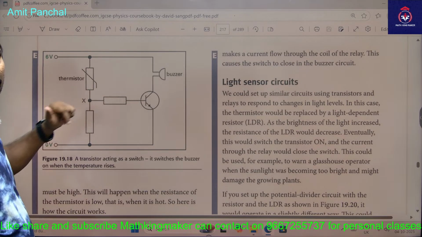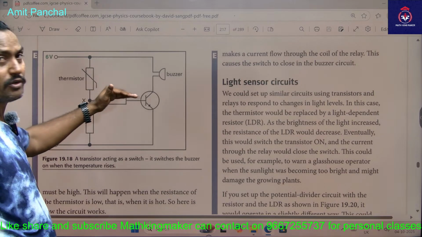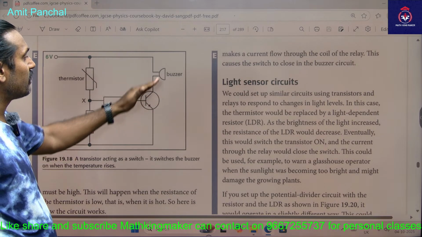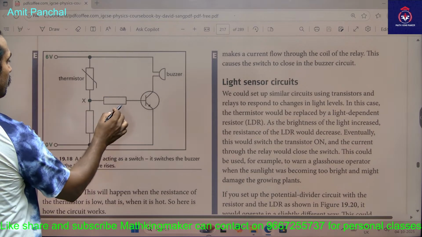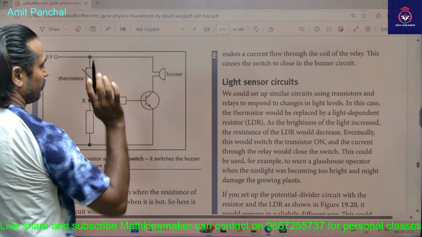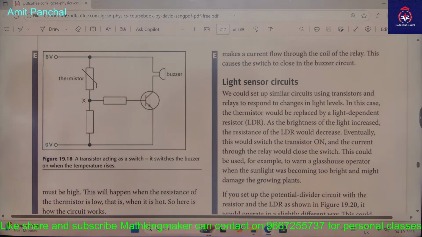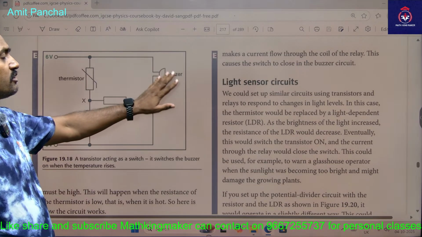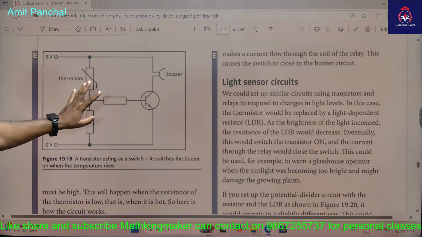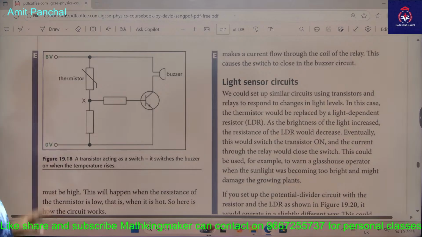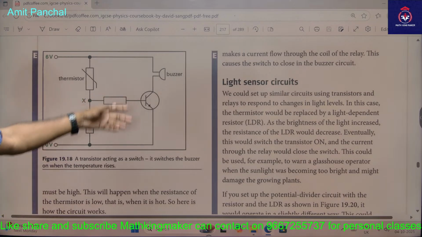If current flows into the base, then this circuit works and the buzzer will go on. That is a simple thing. Until you have current into this section, the transistor will not go on, and if the transistor is not on, the buzzer will not blow. This is just a simple example of how a transistor works.